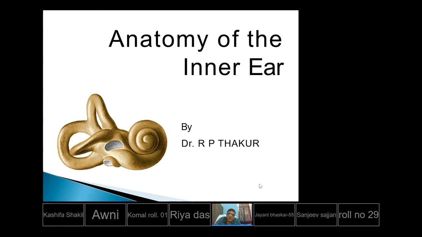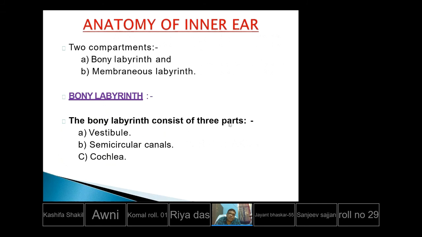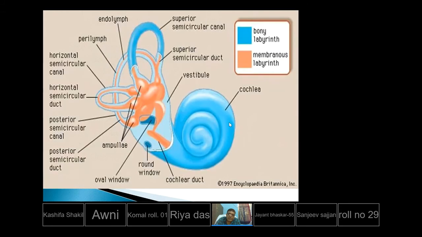Just in this figure, you can see the inner ear or labyrinth. This inner ear is also known as the labyrinth, which consists of two compartments, the bony labyrinth and the membranous labyrinth. Now, the bony labyrinth again consists of three parts: the vestibule, which is the central part of the labyrinth, the semicircular canals, and the cochlea.